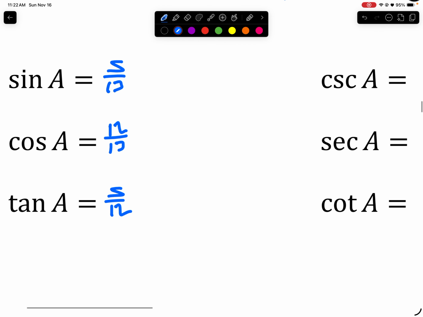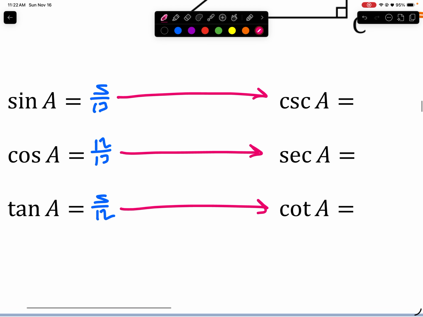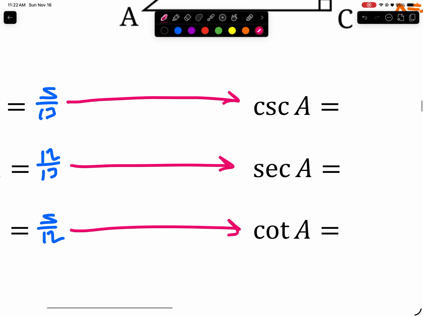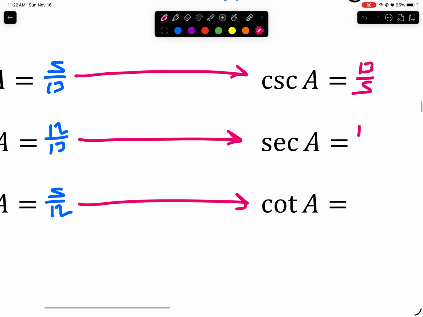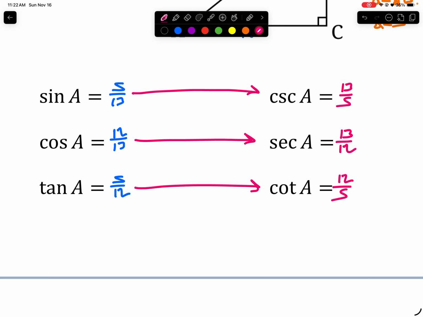And then when you do the reciprocal trig ratios, what's nice about these is you can just take the trig ratios that you have and take the reciprocal of them, hence why they're reciprocal trig ratios. So cosecant of A is just going to be 13 over 5. Secant of A is going to be 13 over 12. And then cotangent of A is going to be 12 over 5. So we're just taking the reciprocal of the existing trig ratios that we have.